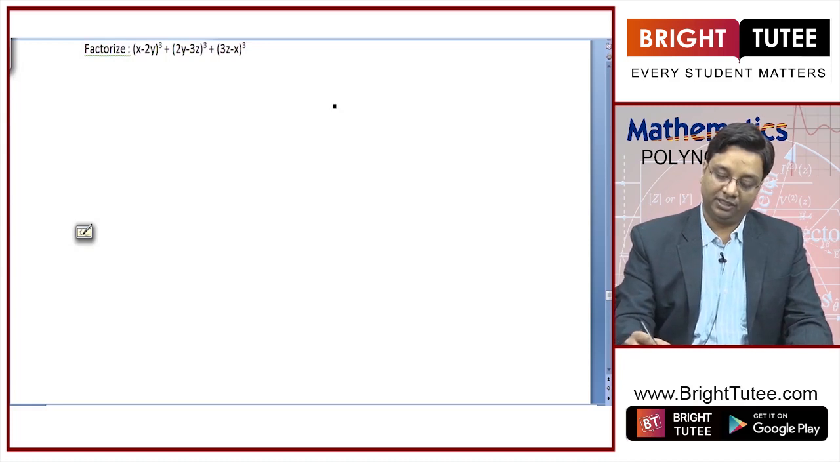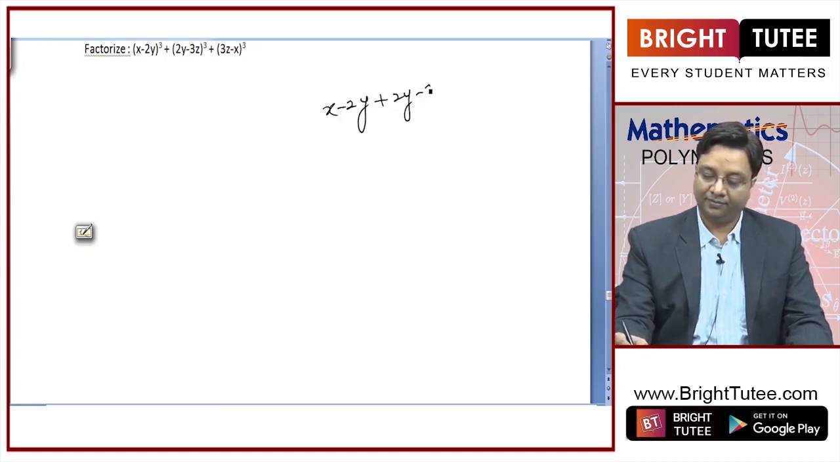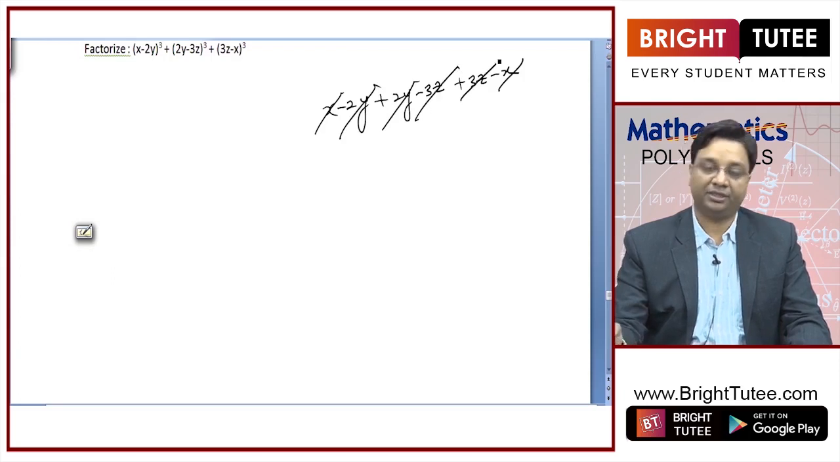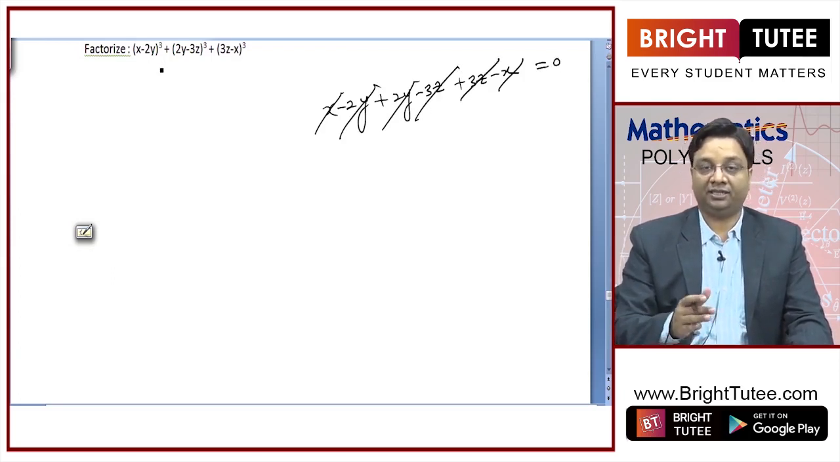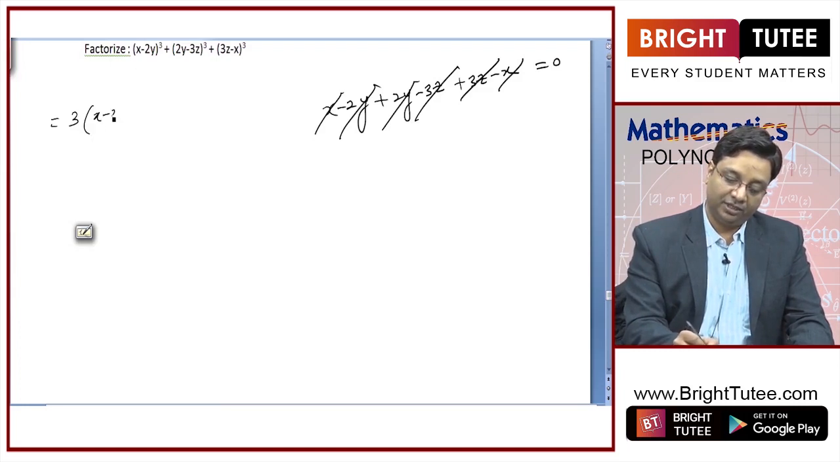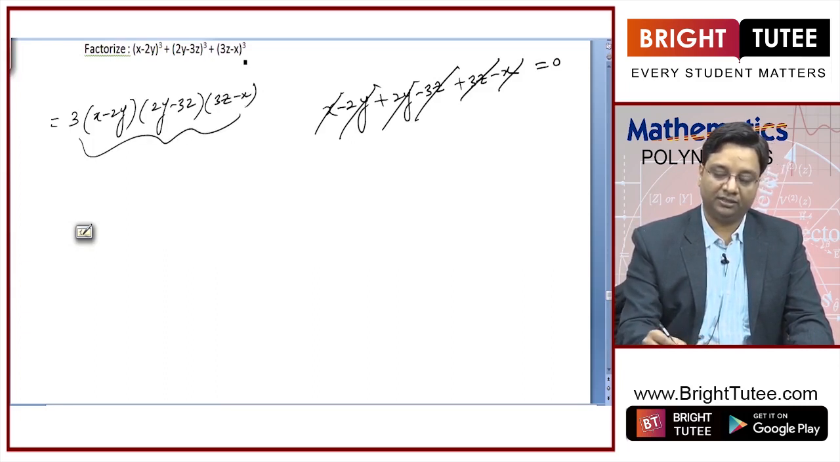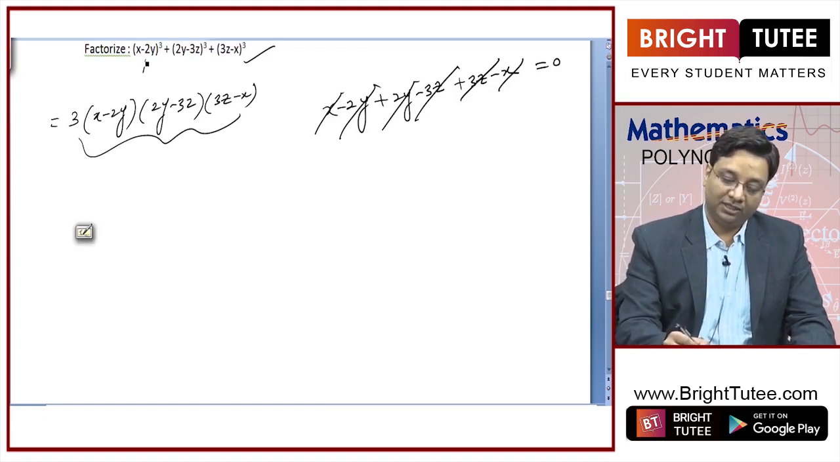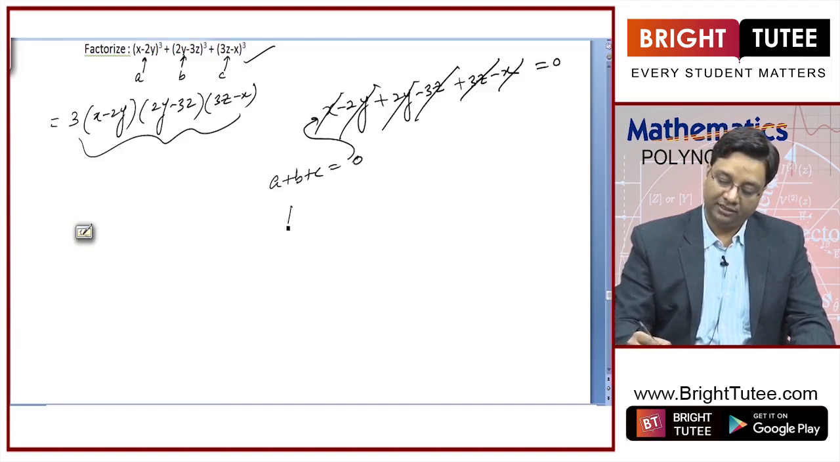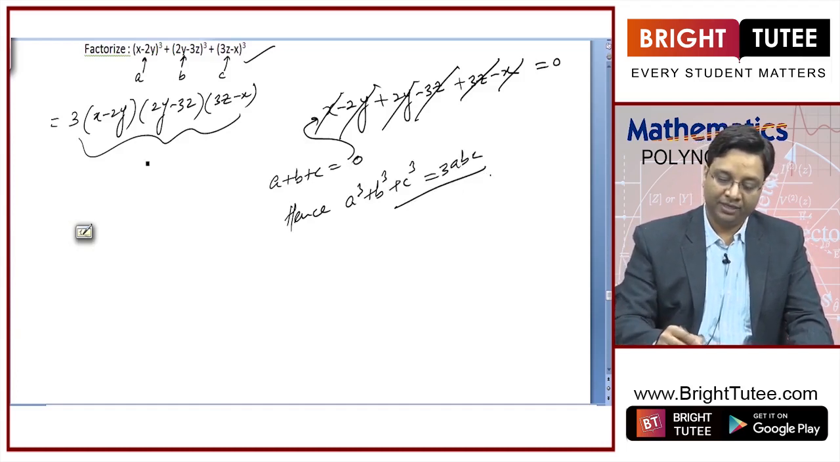Look at this one again. What is written inside the brackets, if you add these, what will you get? x will be cancelled, 2y can be cancelled, 3z can be cancelled, so it will be 0. If the sum of what is written inside the brackets in a sum of cubes is 0, then we can directly write it in this form: 3 into x minus 2y, 2y minus 3z, 3z minus x. This should be your answer for this question. However, I would recommend that you always consider this as a, this as b, and let us say this as c. Then you show that a plus b plus c, that is this expression, is 0. Hence, a cube plus b cube plus c cube will be equal to 3abc. This is what we have learned in this chapter. Hence this answer.